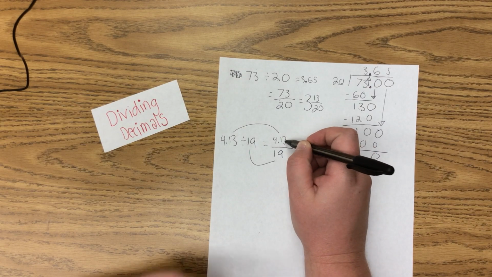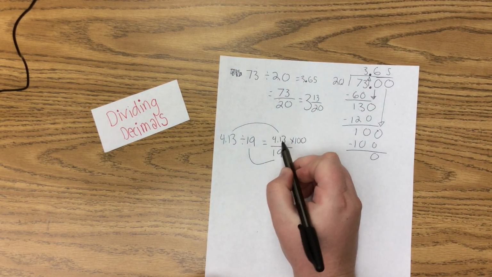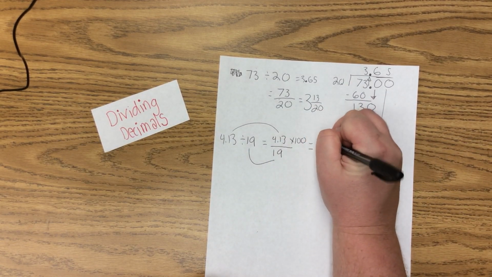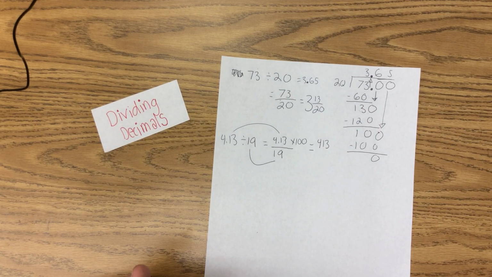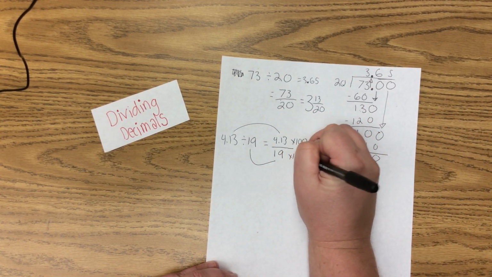Because this 3 is in the hundredths place, I can multiply this by 100, and it will cause that 3 to move over 2 places. So multiplying it by 100 will give me 413, no longer having a decimal. Now, the rule with fractions is whatever you do to the numerator, you have to do to the denominator.